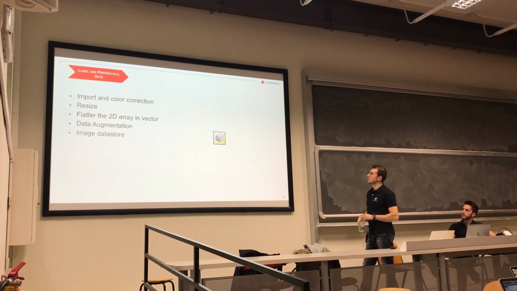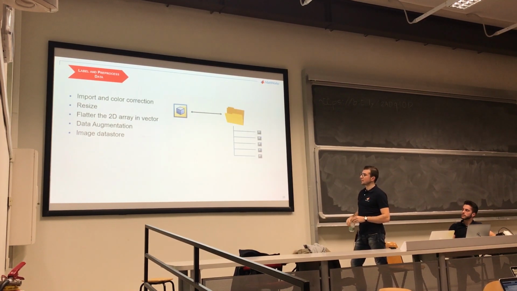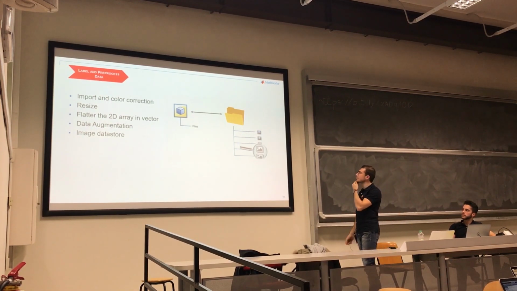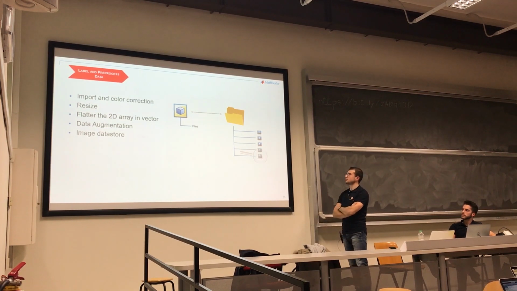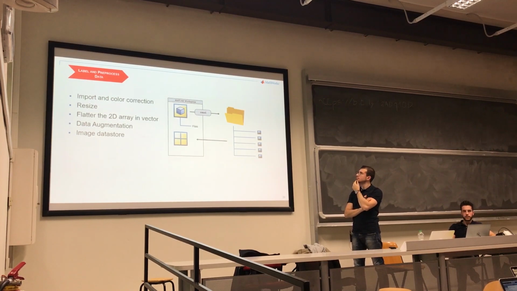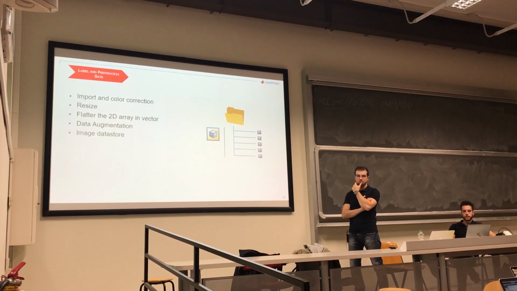A data store is a MATLAB variable that acts as a reference to a data source, such as a folder of image files. When you create a data store, MATLAB looks at the files and stores some basic meta information about the data, such as the file names and the formats. But it doesn't import the data. Instead, you can use the data store to import the data later when you need it, either individual files or the whole data set. CNNs in MATLAB work seamlessly with image data stores.